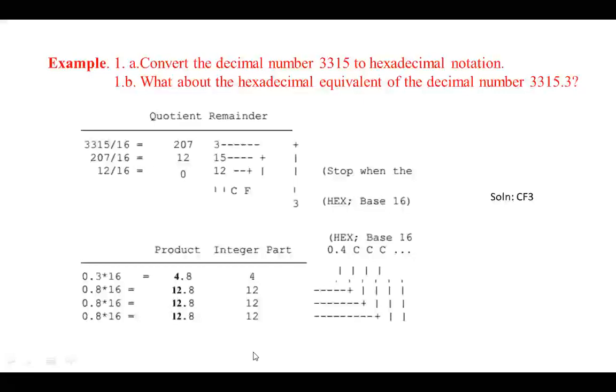3315 to hexadecimal notation. When we are converting a number to hexadecimal notation or to any notation, you have to follow two things. When you're converting, you have to separate the integer part and the decimal part. Conversion for the integer will be different, conversion for the decimal will be different. So this is the integer part we are going to consider, this is the decimal part. Now let us see how do we convert 3315.